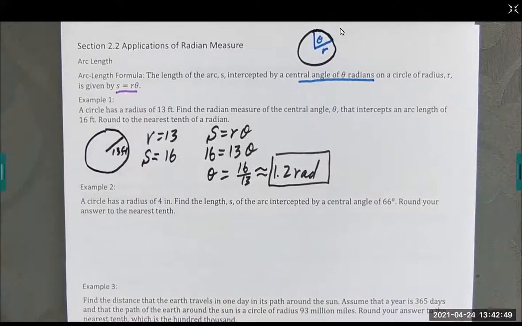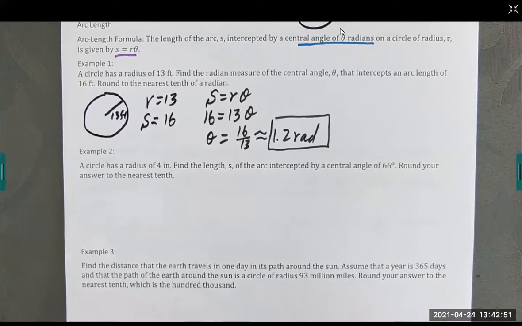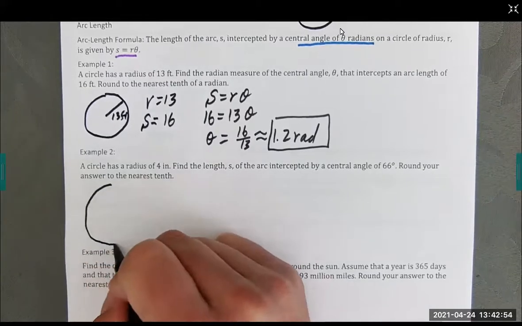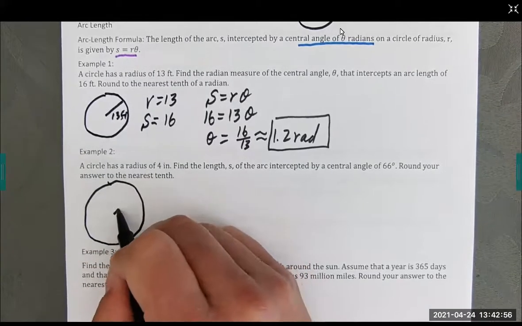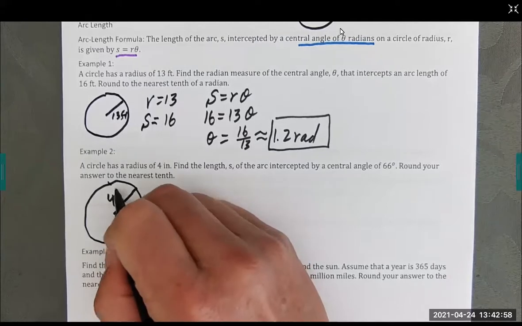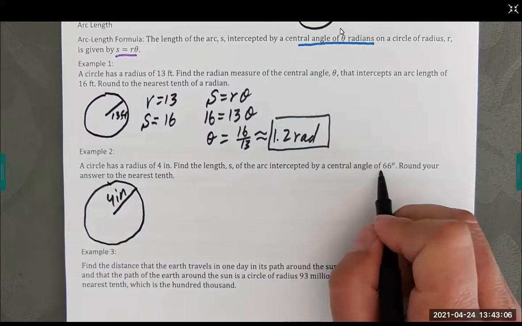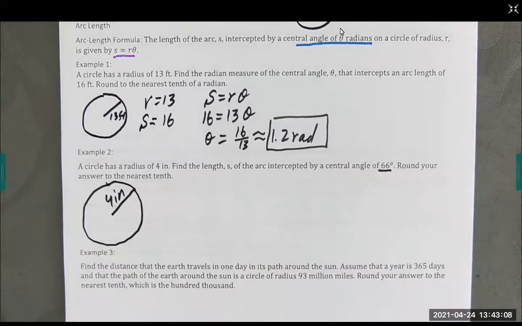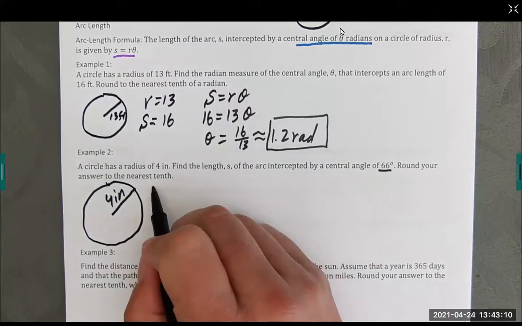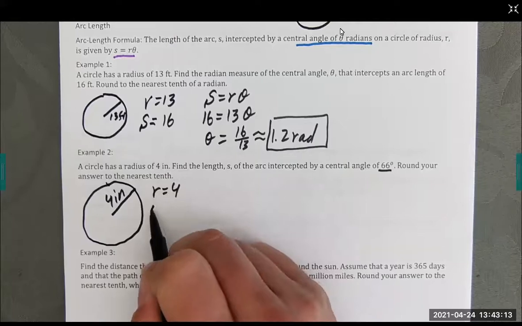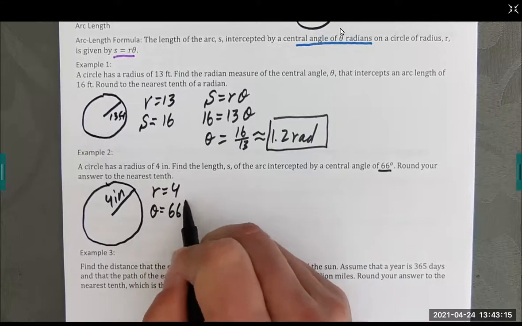For our second example, we have a circle of radius 4 inches. You don't have to draw the circle every time, but sometimes it's a good visual. Find the length S for the arc intercepted by a central angle of 66. Now notice we're in degrees, and round your answer to the nearest tenth. So we have r is 4. Theta we have is 66 degrees, but we're going to have to convert that into radians.